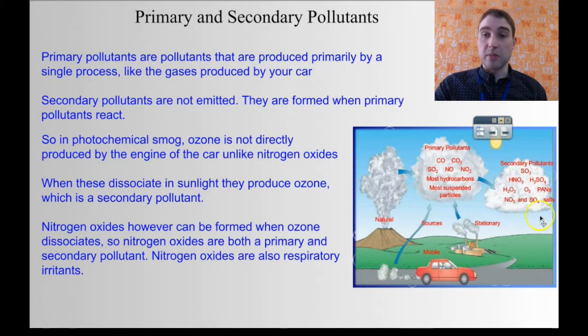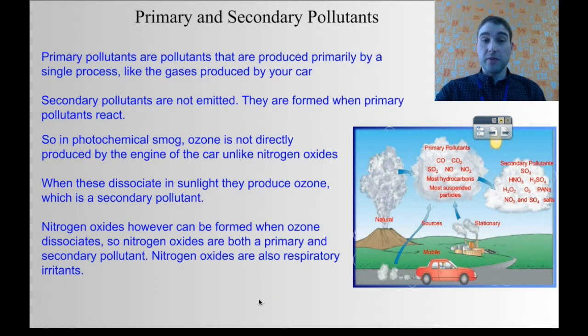If we look at our diagram over here, we can see ozone is a secondary pollutant. That's produced from nitrogen oxides and nitric oxide over here. So they react together to make the ozone, which is the secondary pollutant. Nitrogen oxides can be reformed when ozone dissociates, however, so that means that they're both primary and secondary pollutants. One of the reasons why nitrogen oxides aren't good is because they're respiratory irritants.